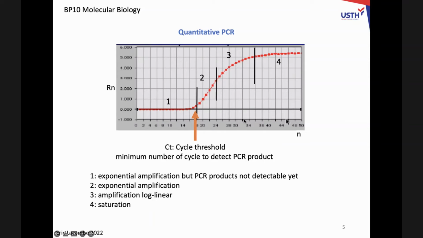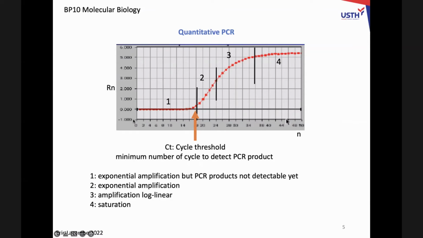On the x-axis, it's the number of cycles. So we start with 0 cycle, 2 cycle, 3, 4, 5, 6, and so on. Here we are around 40 cycles, and it ends up at 50 cycles. It's a lot of cycles; usually we work with a few fewer, okay? So this is the number of cycles of the PCR, and here it is the relative number of the PCR product.